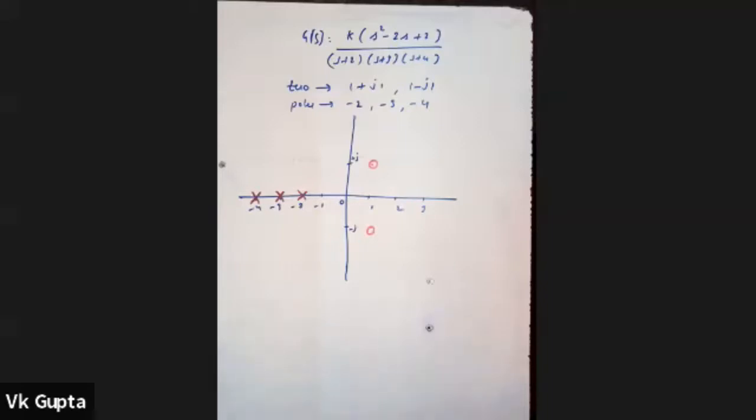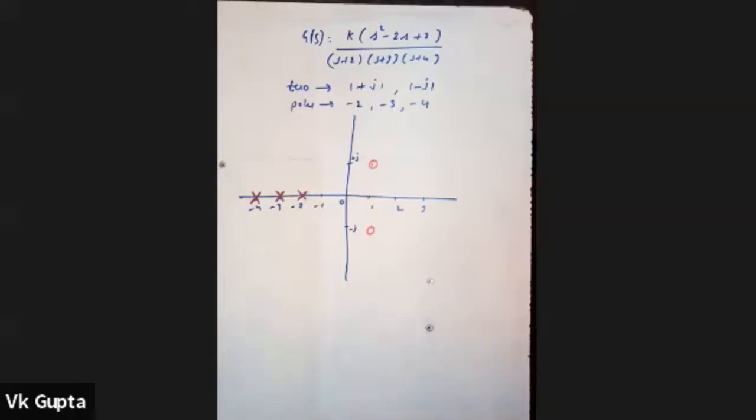So step number one speaks about how many poles and how many branches. So we have three poles, so there are three branches in this root locus. Step number two speaks about the starting and terminating points of all the branches. So we have the starting points at minus two, minus three, and minus four. And out of these three branches, two will terminate at zeros and one will terminate at infinity.